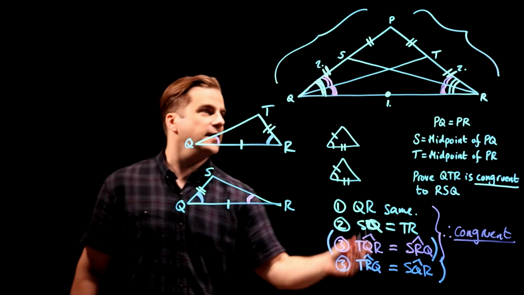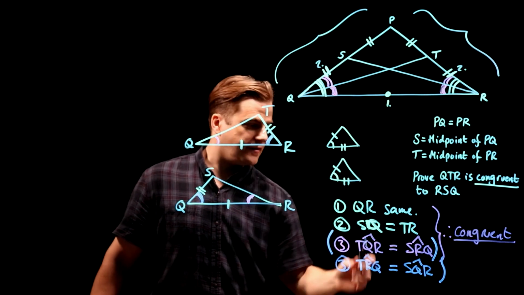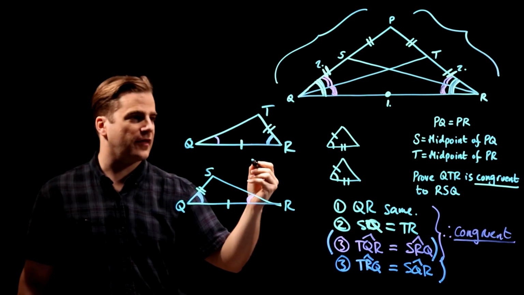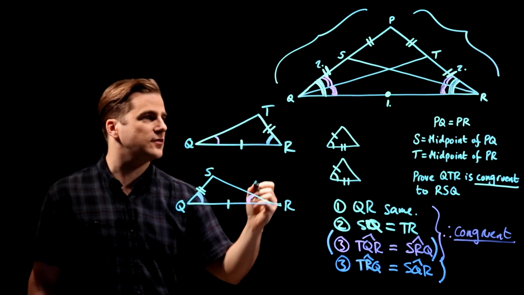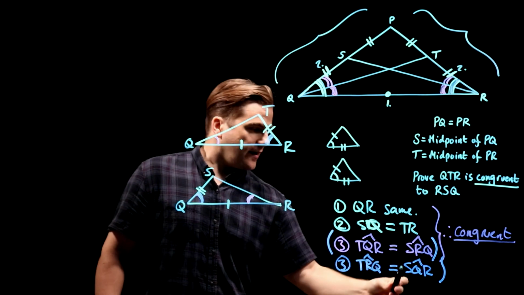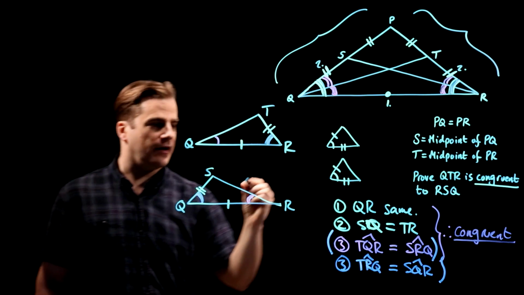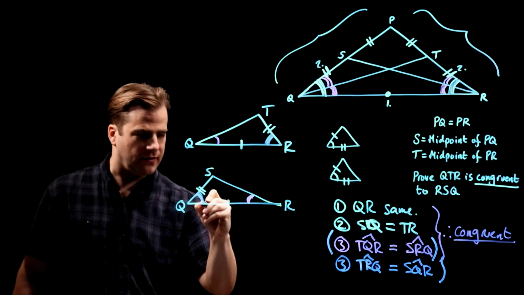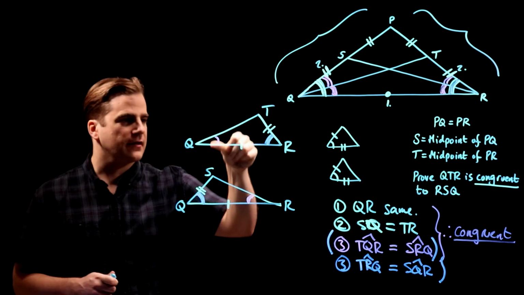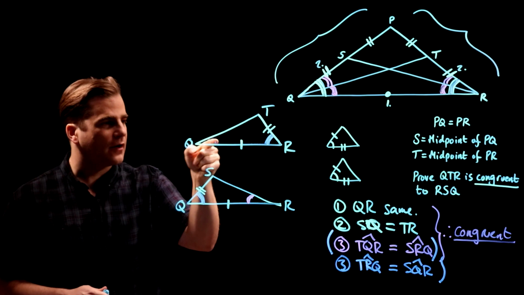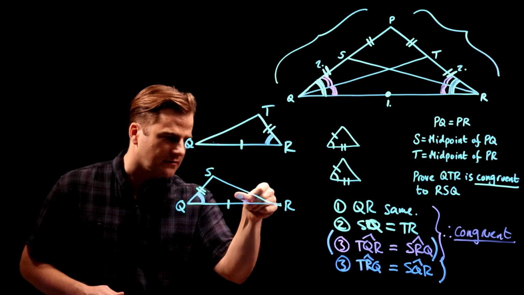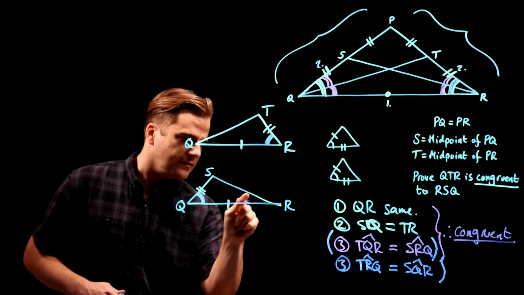Right. So TRQ is the big one, okay? And we know that they're the same because it's isosceles. So TRQ, that one, is the same as SQR, the big one there. Right, now we've got congruency. Again, we don't really need that one. They are the same, but that doesn't prove congruency because they're not in between the sides. So get rid of that.